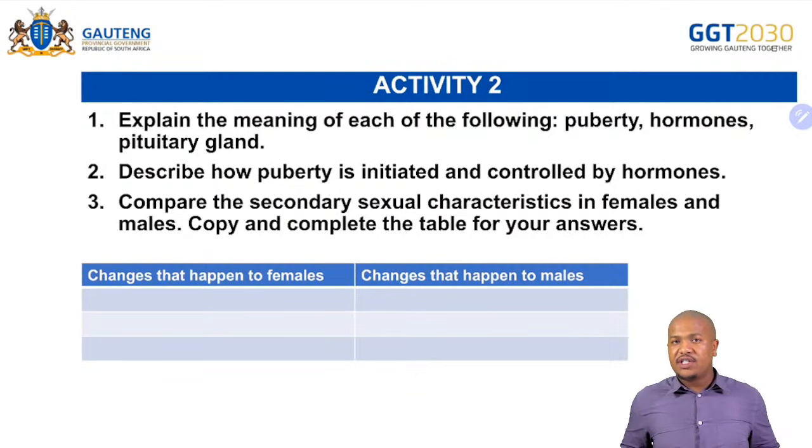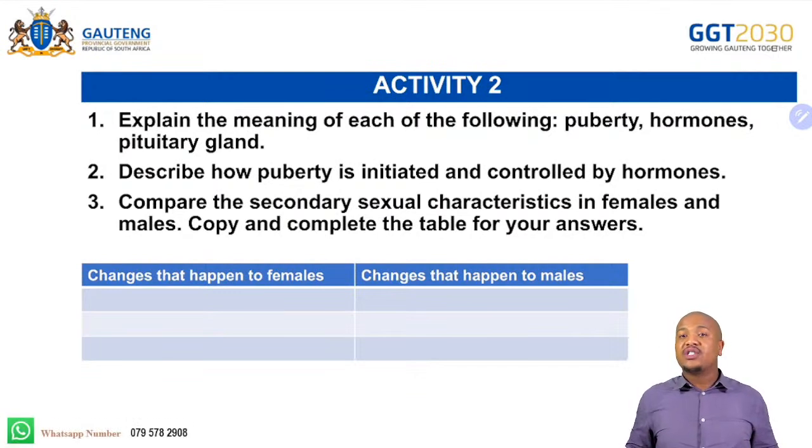Now we have activity 2, for us to test ourselves again, right? So let me read the questions for you. Number 1 says, explain the meaning of each of the following: puberty, hormones, pituitary gland. Then number 2, describe how puberty is initiated and controlled by hormones. Then number 3, compare the secondary sexual characteristics in females and males. You need to copy and complete the table to write down your answers. I'm going to give you 5 minutes to complete this activity. Then after 5 minutes, we're going to mark together.